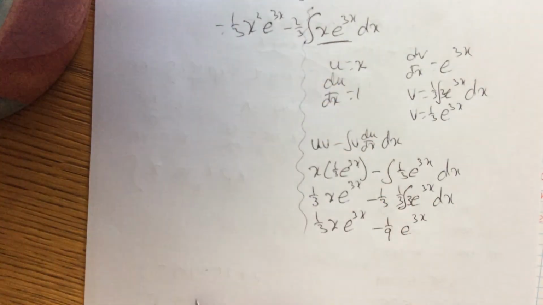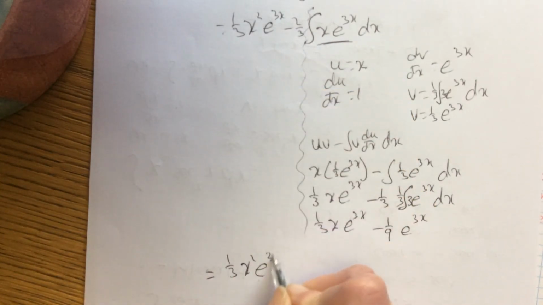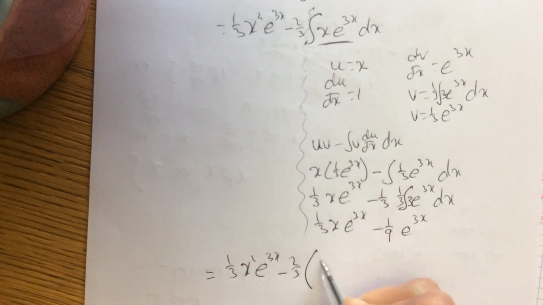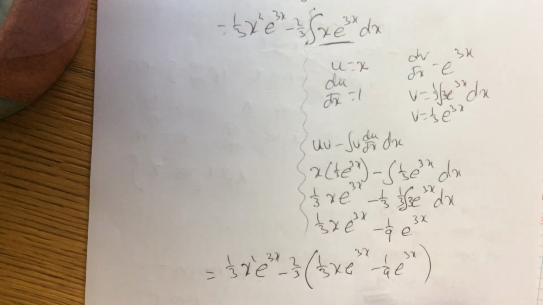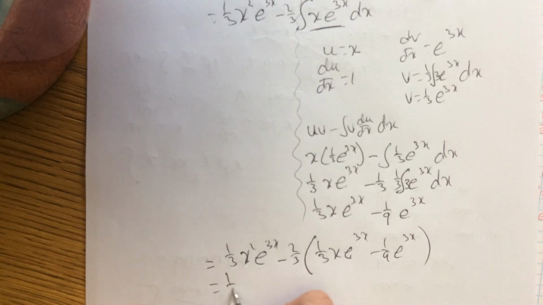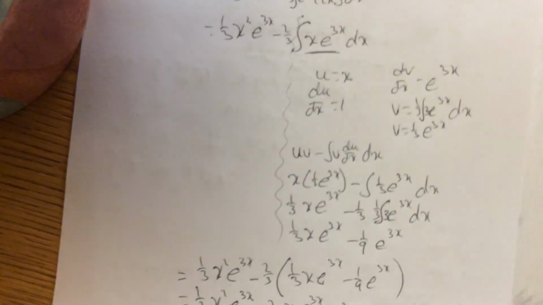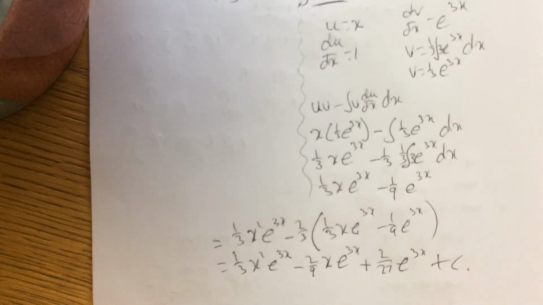Right. See now where I'm at? So equals a third x squared e to the 3x minus 2/3 times this rigmarole. So lots of places you can make mistakes in here, and hopefully I haven't made one, but I will see in a second when I check with my original answers. e to the 3x minus 2/9 x e to the 3x plus 2 over 27 e to the 3x. So let's see if that matches up before I stop, and just plus C, and it's looking good.